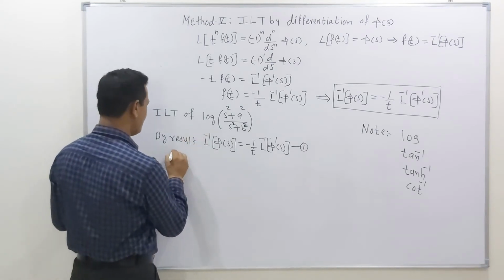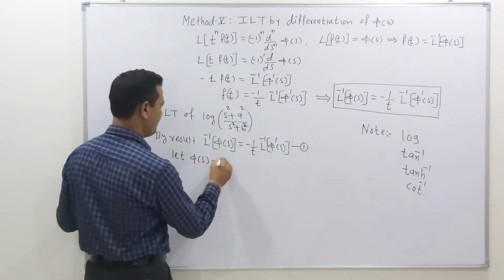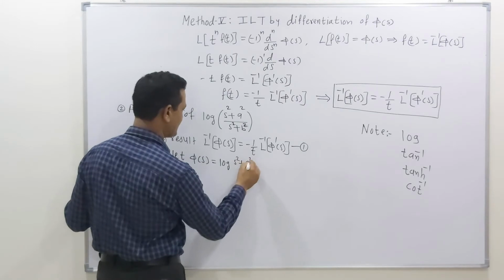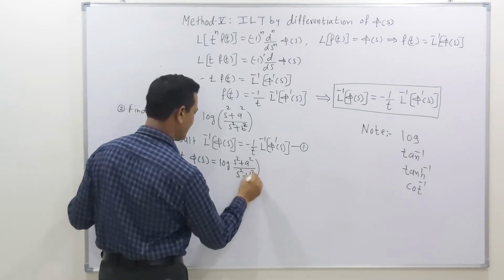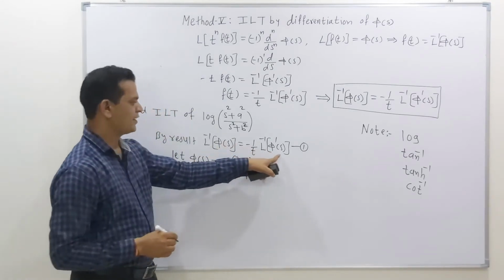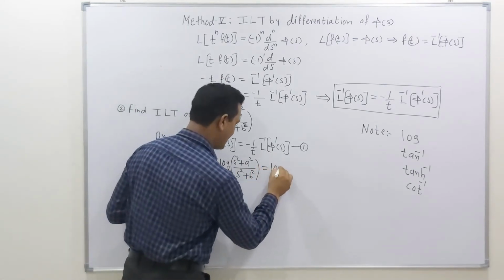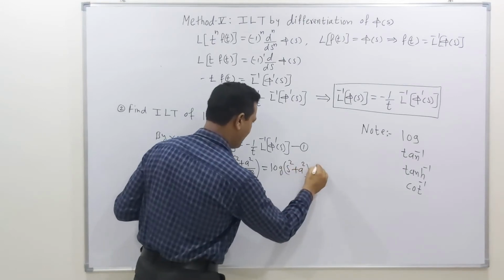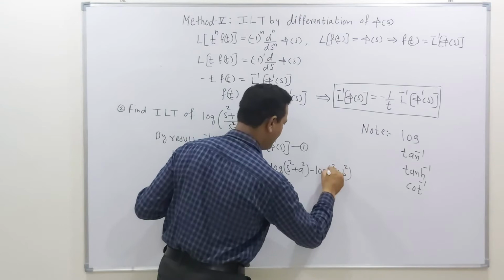So let's denote the given example by phi of s, which is log of (s square plus a square) upon (s square plus b square). Let's denote this by the log term. Now our aim is to find phi dash of s, so we can write this as log of (s square plus a square) minus log of (s square plus b square).